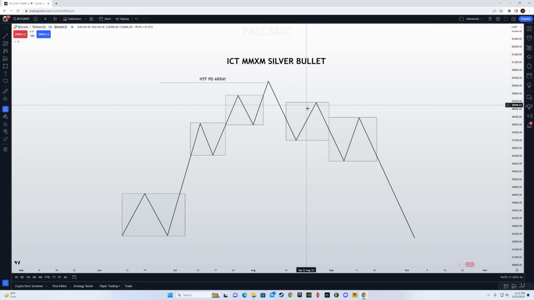We are not going to enter off this level. I'm going to teach you the silver bullet method that is going to give you an 80 or 90% chance that price will take out the low of this consolidation. So keep watching. Apologies for that.